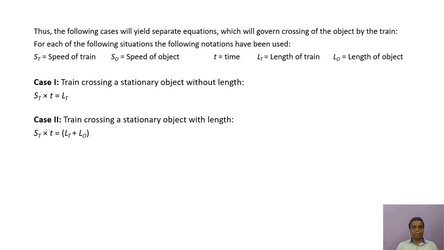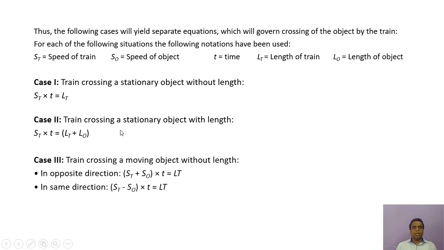St into T is equal to LT plus LO. Here this is similar to the first case, just we have a variation of addition of object length. In the first case we had the object length 0, so if we put 0 in the second case, we will get the first case. So now we will see the next case, train moving crossing a moving object without length.